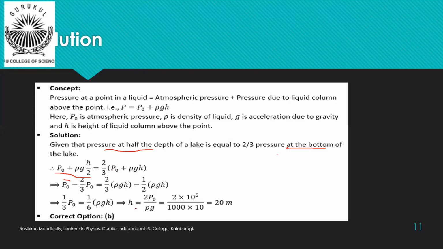We wanted the height of the lake, that is, the height of the liquid column or the depth of the lake, so we have written a relation. It is not compulsory; if you want, you can just substitute and simplify, but if you remember, this can be a shortcut for us. So h is equal to 2 P naught by rho g, that is 2 into atmospheric pressure 10 power 5 Pascal, divided by the density of water 1000 kg per meter cube and g, the acceleration due to gravity, 10 meter per second square, which we have taken. So the answer, the depth of the lake, will be 20 meter. That is, the correct option is option B.